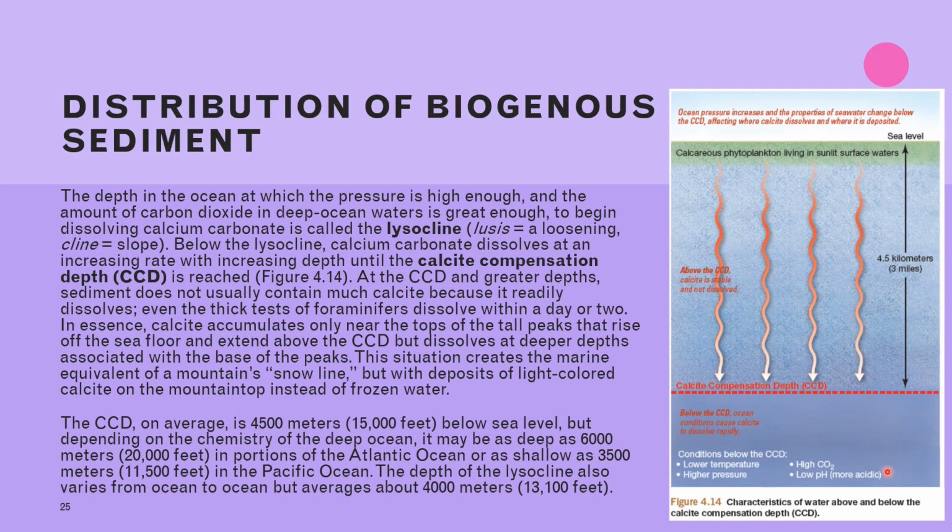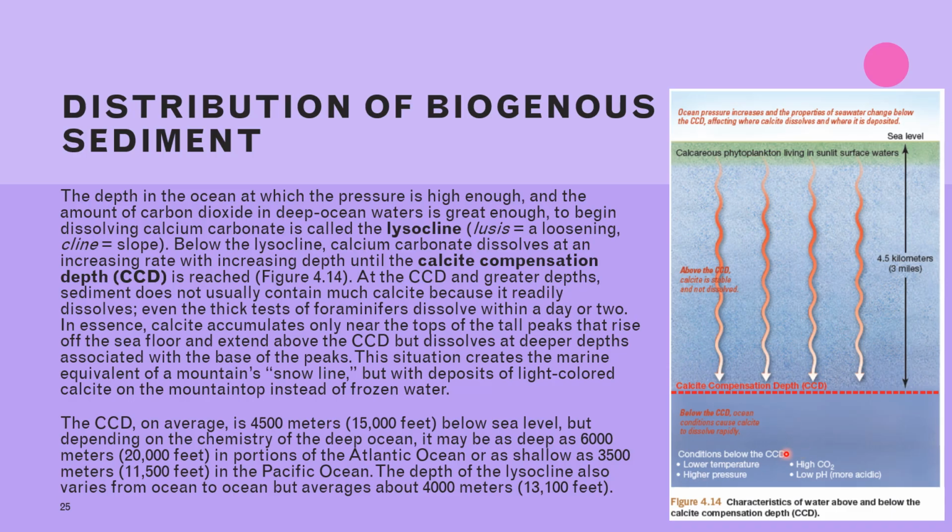You can see here in the figure, ocean pressure increases and the properties of seawater change below the CCD, affecting where calcite dissolves and where it is deposited. We have calcareous phytoplankton living in the sunlit surface waters. They die and their tests fall along. Above the CCD, calcite is stable and is not dissolved, which is along 4.3 kilometers. Below this depth, the calcite compensation depth, we have ocean conditions that cause calcite to dissolve rapidly.